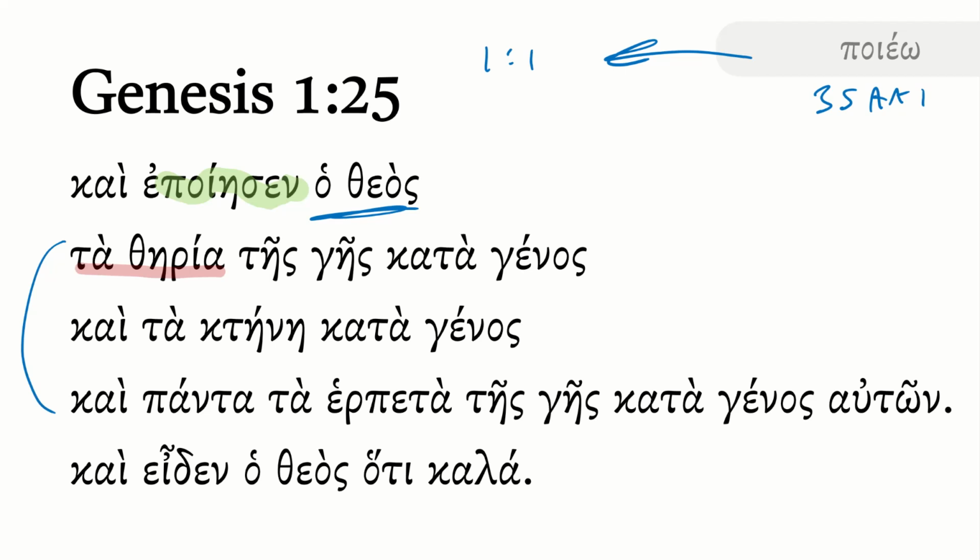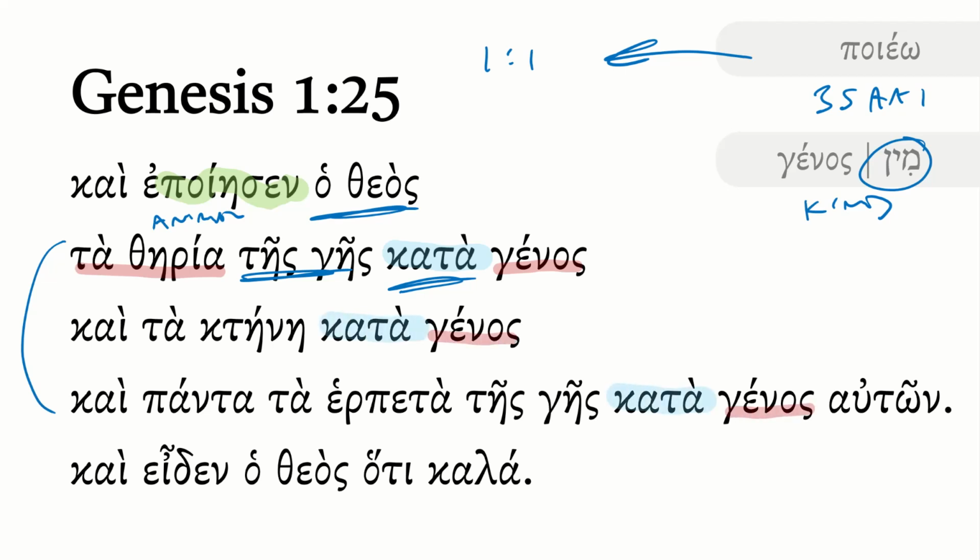We begin with ta theria, which we've seen previously. This is like a wild animal of some sort, and the wild animals of the earth. And then we have kata plus genos there, according to its kind. And the Hebrew here is min, or mean. It means the same thing. This is according to their type or their kind with that kata there.